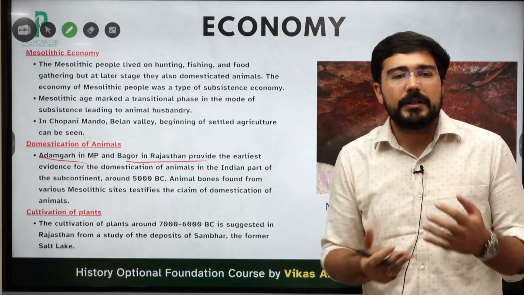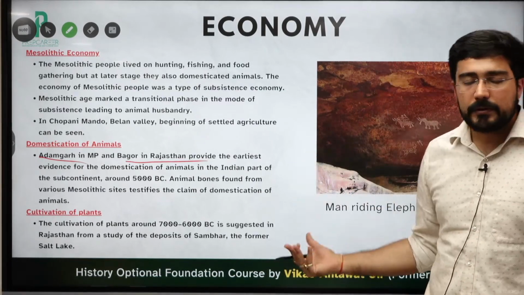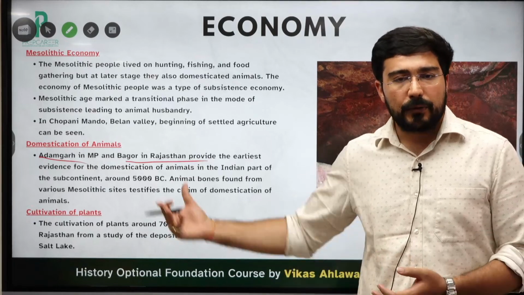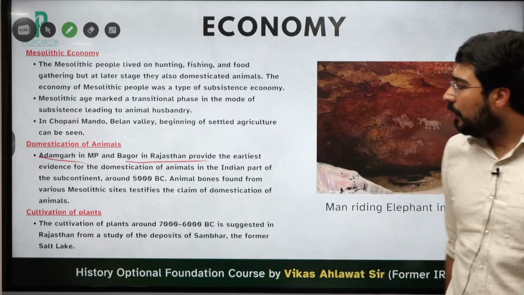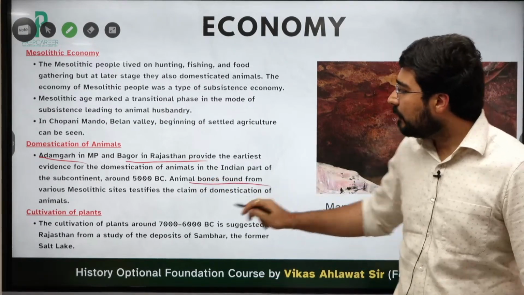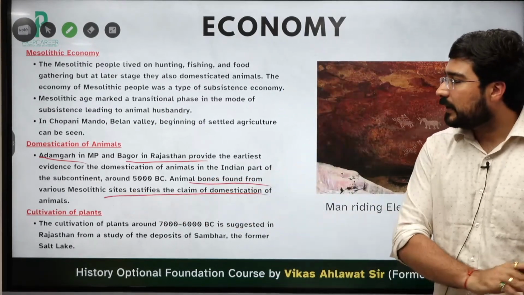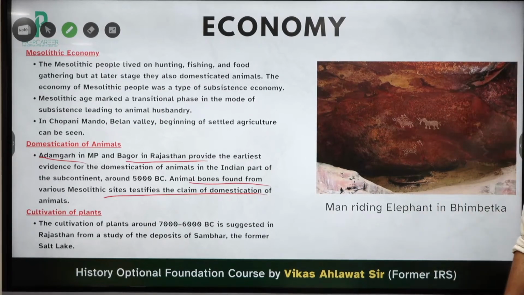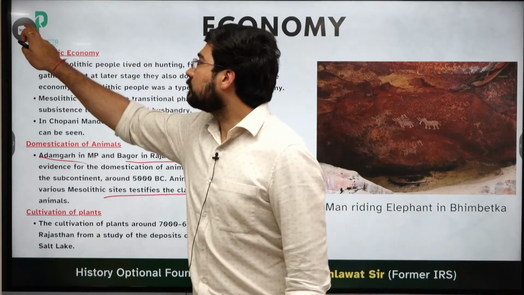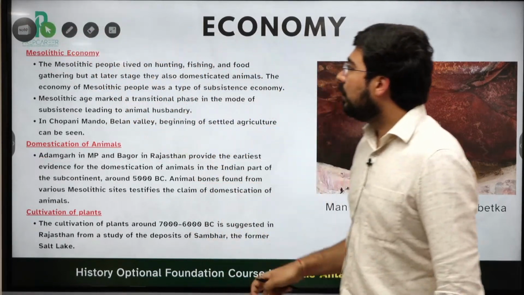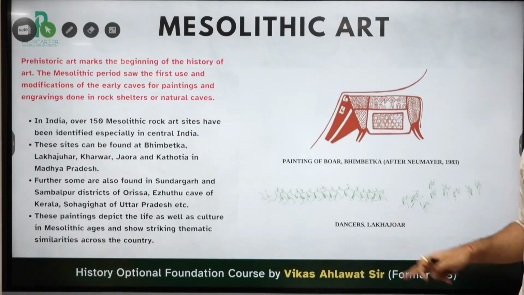We have to remember these facts because if a question comes with respect to transition, तो आपको ये लिखना पड़ेगा. You can show it even in the map also. Okay, animal bones have been found from various Mesolithic sites and testify the claim of domestication of animals. All right. So this is the certain change in their economy.